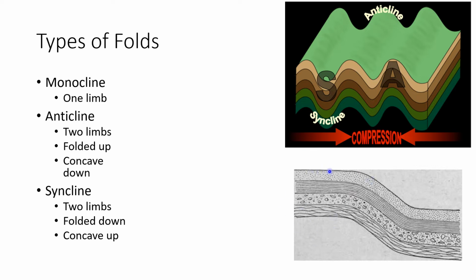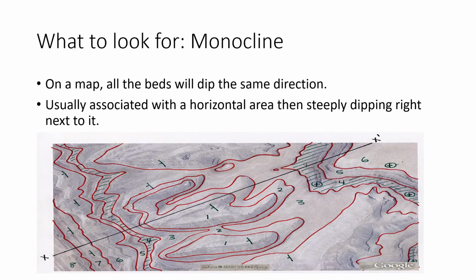It just takes that and it just goes down. All right, so let's get a little bit more specific. What do we look for in a monocline? Well, on a map, it's very simple. All the beds will dip in the same direction. You're not going to see any kind of symmetry.